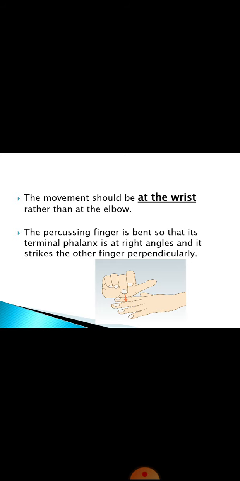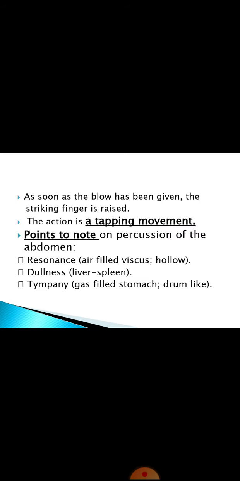The movement should be at the wrist rather than at the elbow, and the percussing finger is bent so that the terminal phalanx is at a right angle and it strikes the other finger perpendicularly. As soon as the blow has been given, the striking finger is raised. So the action of this percussion is a tapping movement.